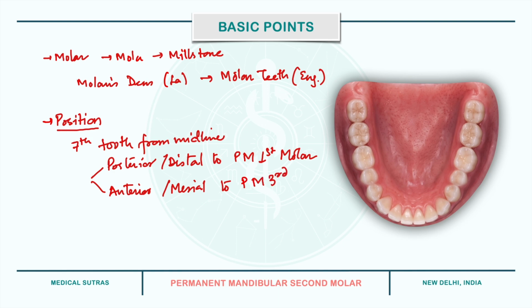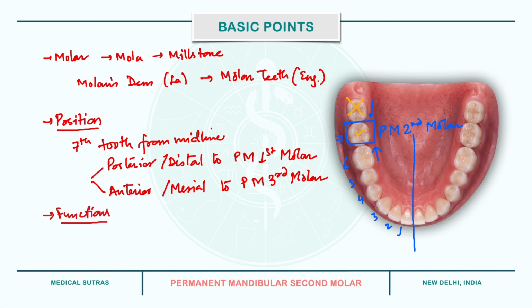permanent mandibular third molar. So in this picture, if we draw the midline, then the seventh tooth, 1, 2, 3, 4, 5, 6, 7. The seventh tooth is the permanent mandibular second molar. It is present anterior to the third molar and posterior to the first molar. Often in some people, when the third molar is not erupted or is extracted, then the mandibular second molar is the posterior most tooth.